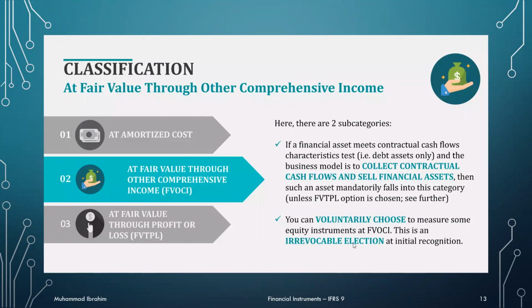Okay. So basically, we can formulate a policy that states that a certain category of equity instruments, for example, in a certain industry, those equity instruments will be routed through OCI. Rizwan, let me correct you. Sorry to interrupt you, but let me tell you again, this is not a policy. Classification is not a policy. You can say it's an estimate, or you can say it's a business model, but not a policy.